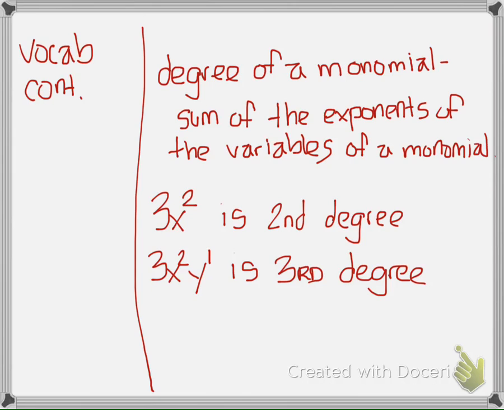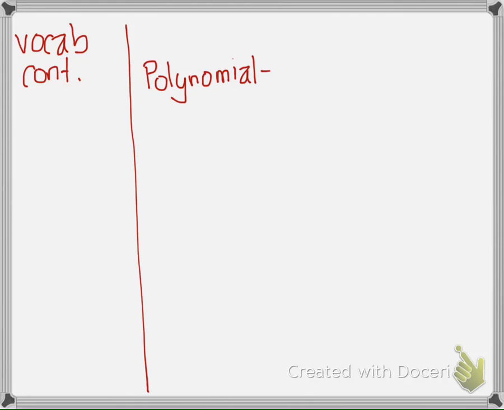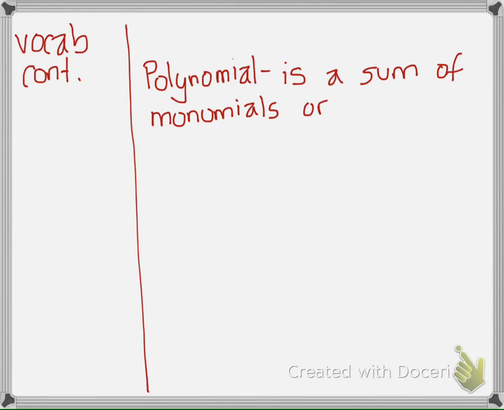If you need more time to continue copying down, go ahead and pause at this time. Otherwise, continue to the next page. So we're going to continue here. We are going to talk about what a polynomial is. A polynomial is a sum of monomials or a single monomial.